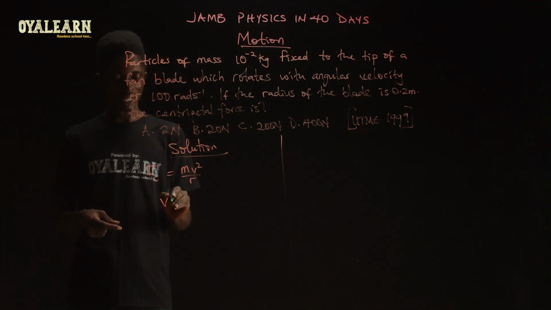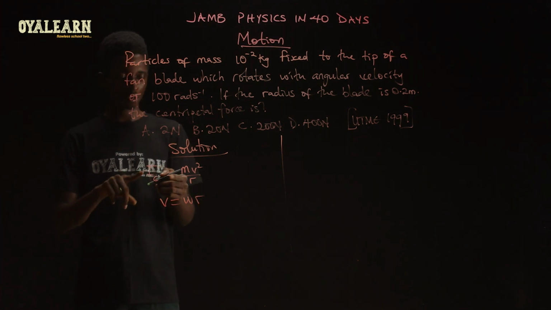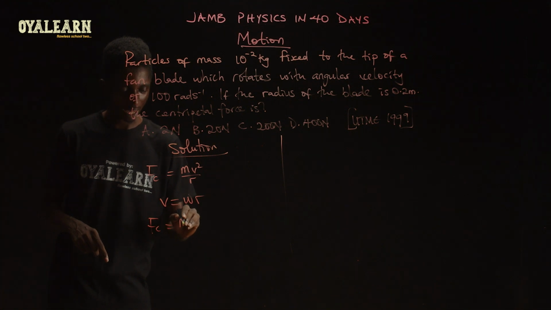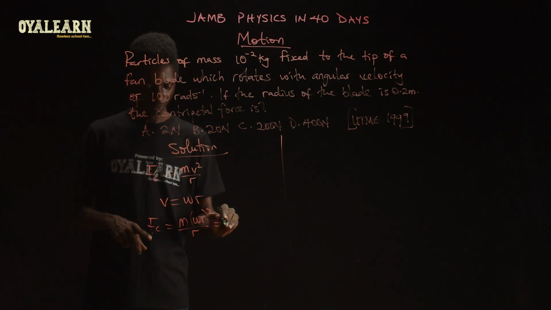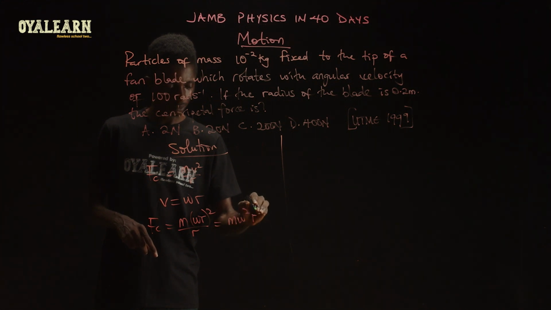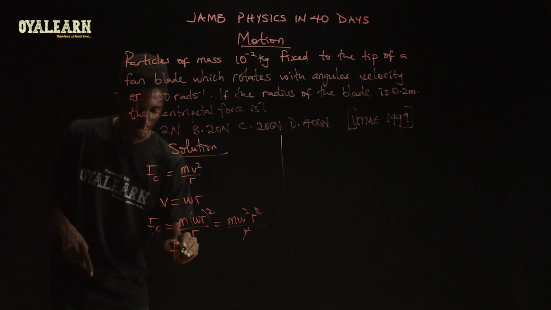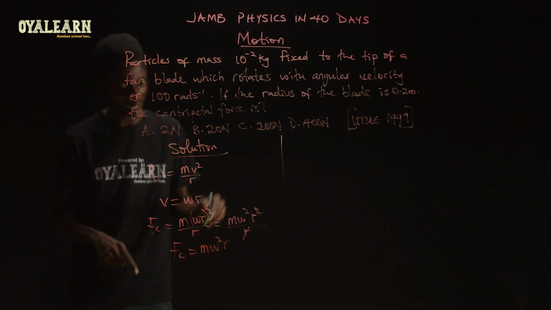And that relationship states that v equals wr. So let's rewrite this. So Fc therefore becomes m, in place of v now we'll have (wr) in brackets squared, all divided by r. So what we have here is m w squared r squared over r. So this cancels this out. Centripetal force is therefore m w squared r.